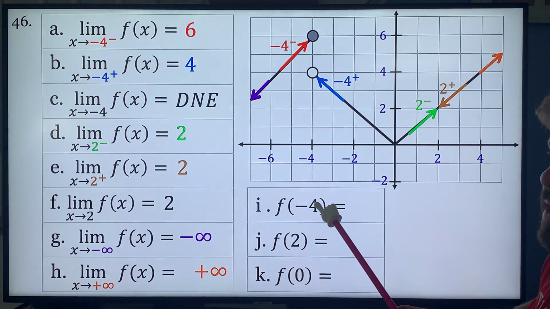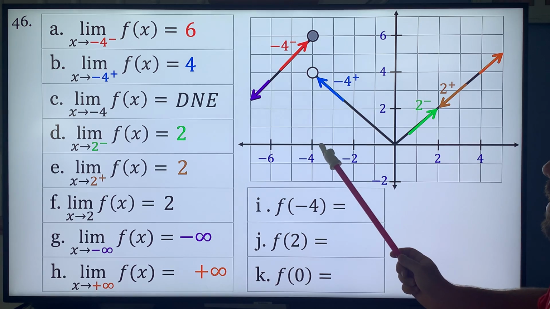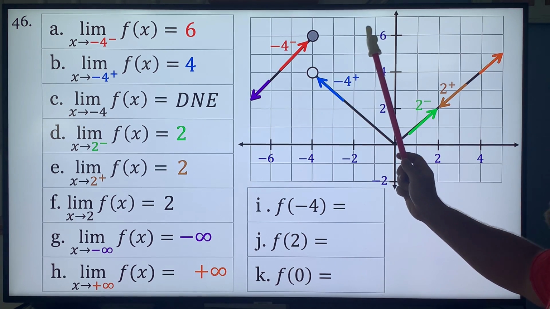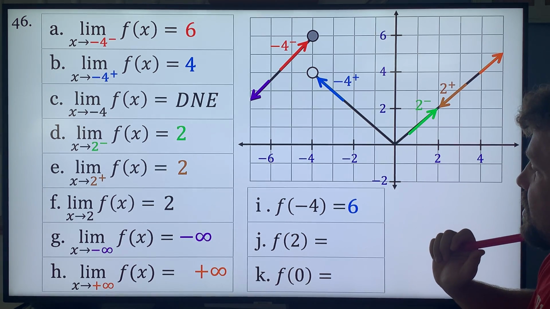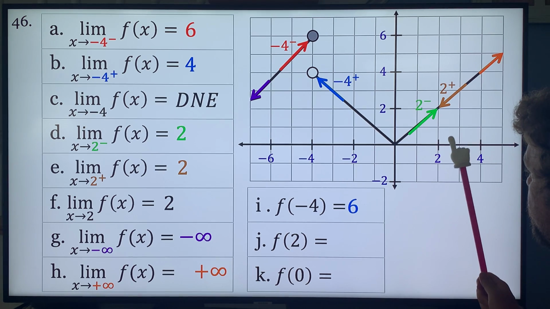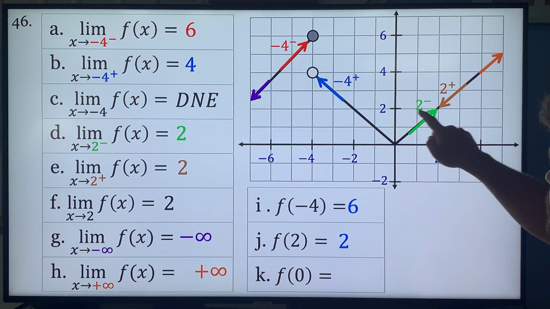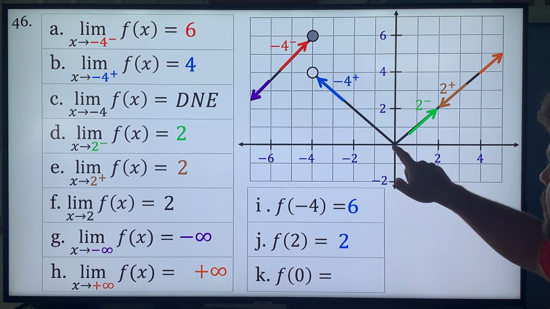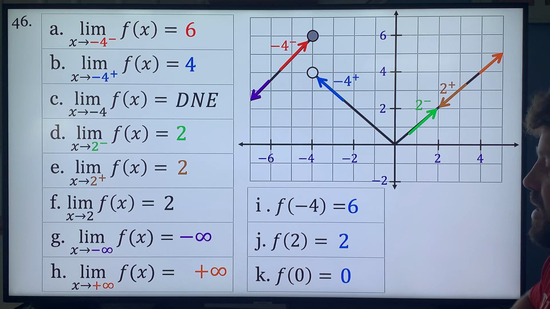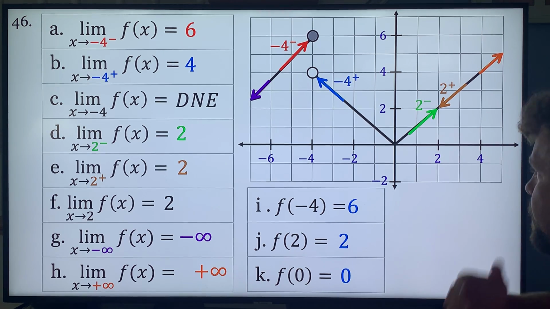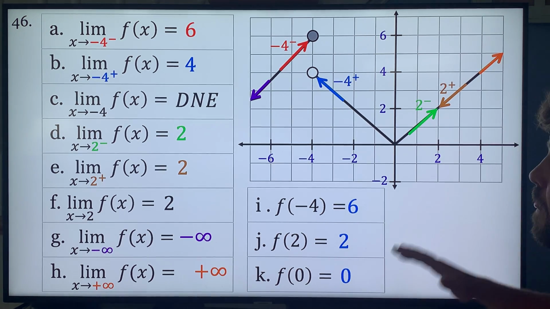F of negative 4. All right, so what is the actual value at negative 4? The value would be 6. F of 2. What's my actual value at 2? 2. F of 0. What's my actual value at 0? The answer is 0. All right. We all good? Perfect.